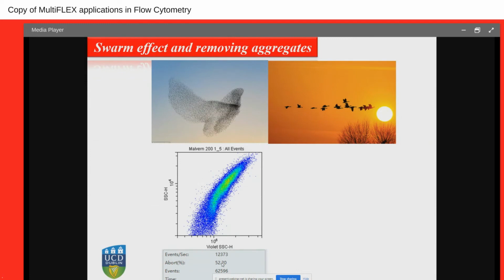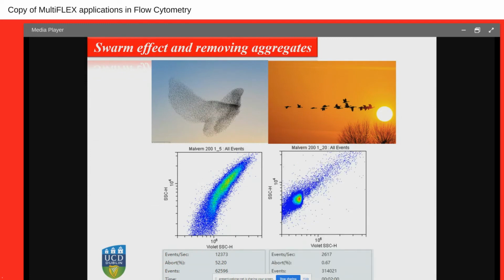When we do a series of dilutions, we can see the median drops down, the groups are much tighter, and the number of aborts decreases really, really dramatically. So now we know that we are working with single EVs, versus this one, which is a swarming effect.